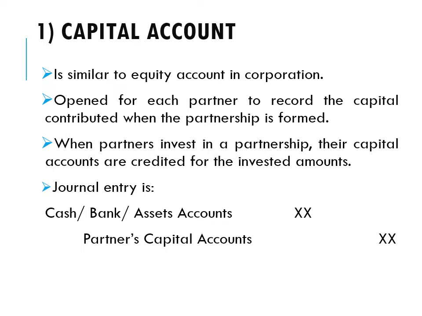So when a partner invests in the partnership, let's say a partner invests cash, the journal entry is you debit the cash, you credit the partner's capital account. If the partner invests assets in the partnership, you debit the assets account and you credit the partner's capital account. If you look into a corporation's equity accounts, you will have share capital, retained earnings, or revaluation reserve. But in partnerships, you don't have these types of equity accounts, but you have an account which we regard as the capital account.